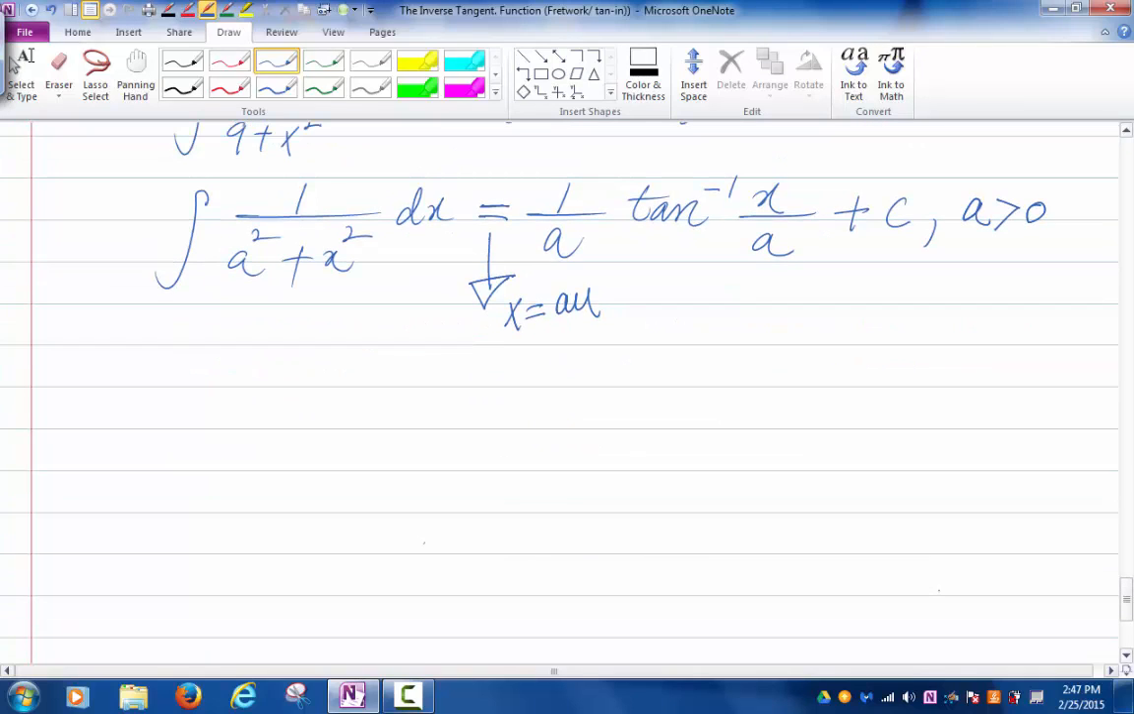Let me end by doing one more example. This is the integral of x over 9 plus x to the 4 dx. I took it from you. Okay, how would I evaluate this integral? Does anyone see what to do?